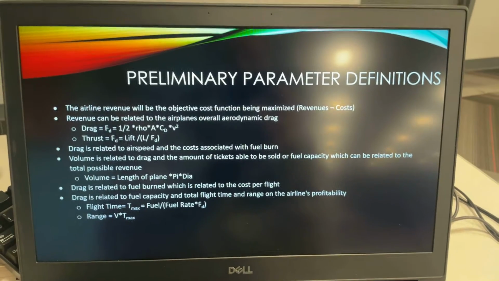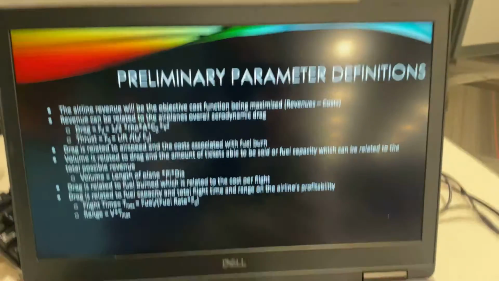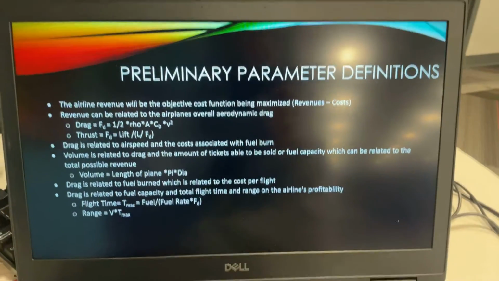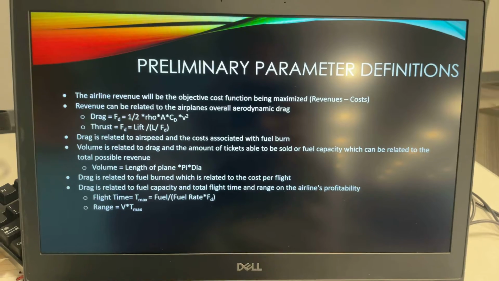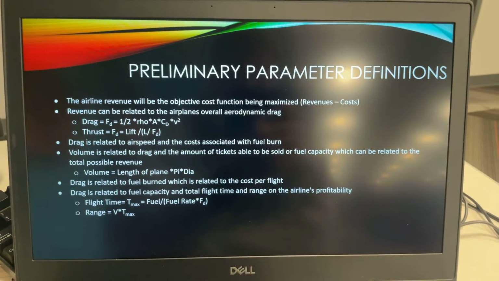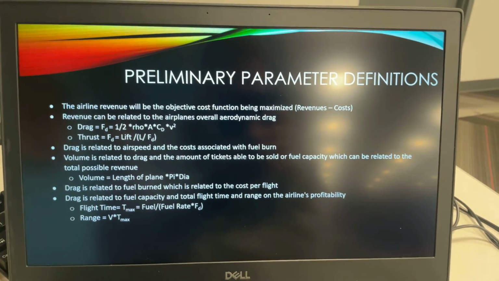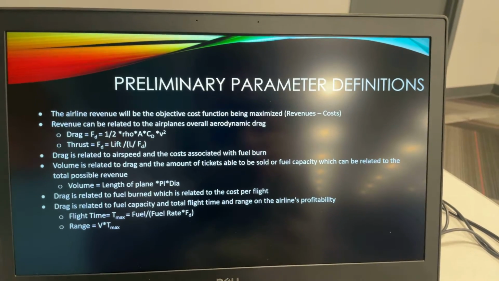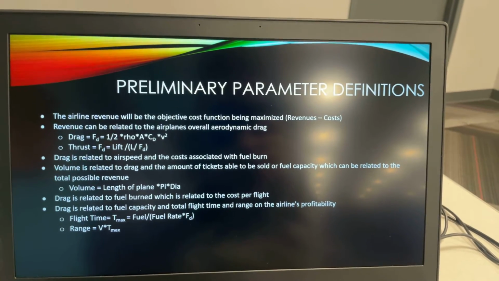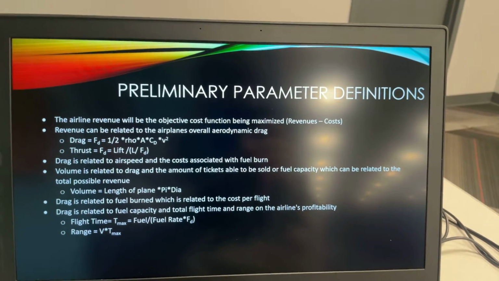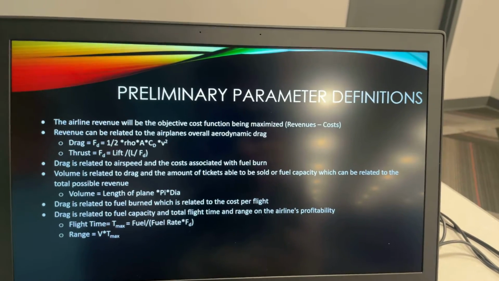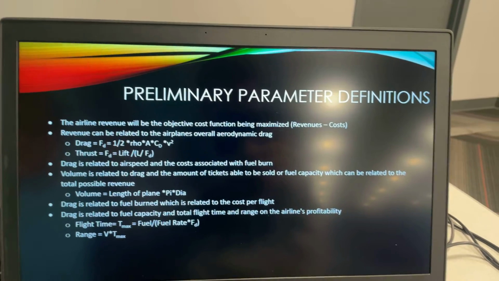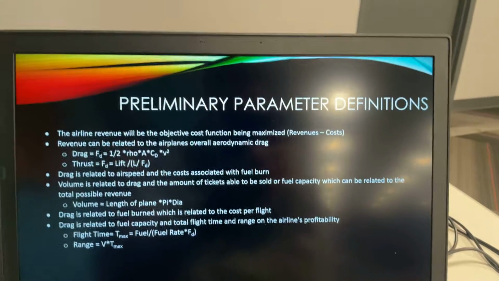Walking through some of the preliminary parameters that have been identified, the cost function will be the objective function trying to be maximized: plane revenues minus plane costs. Plane drag, related to not only the volume but the thrust force required, is directly related to fuel burn, which has an associated cost. The volume, meaning how many passengers can be on board, relates to the revenue, but that also relates to the drag cost. The time of flight can be related to ticket prices, but that also relates to fuel burn and drag profile. And there are also range considerations as well.